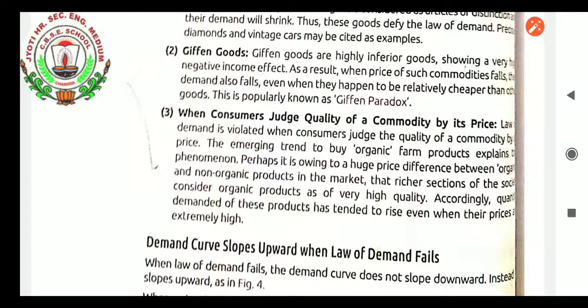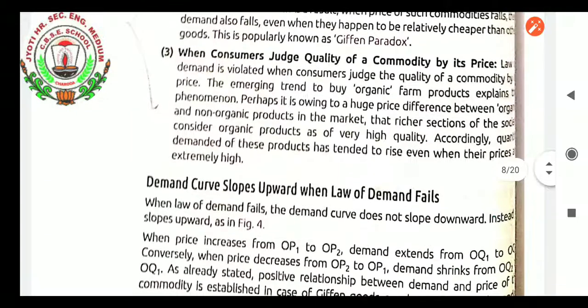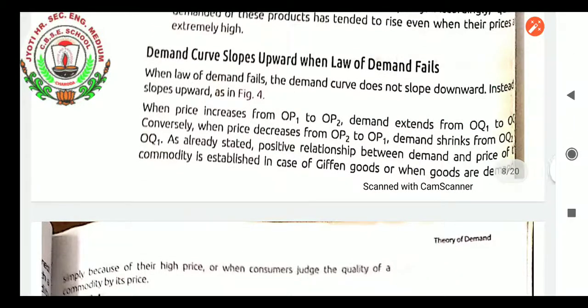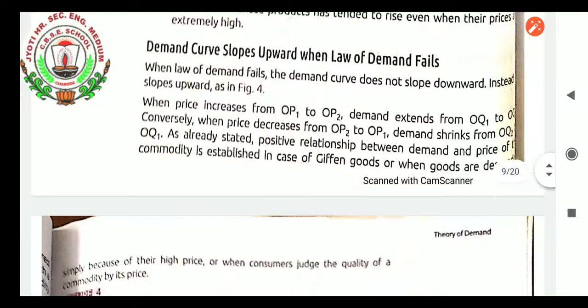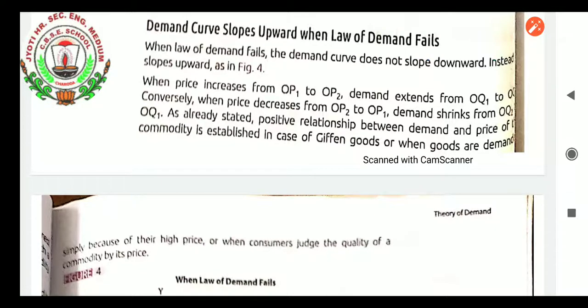This is about the types of goods. The demand curve slopes upward when the law of demand fails. What does it show? When the law of demand fails, the demand curve does not slope downward. Instead, it slopes upward, as in figure number 4. So when price increases from OP1 to OP2, demand extends from OQ1 to OQ2. Conversely, when price decreases from OP2 to OP1, demand shrinks from OQ2 to OQ1. This is the graphical representation. There are many variables, which we have already explained to you. The demand curve slopes upward when the law of demand fails.